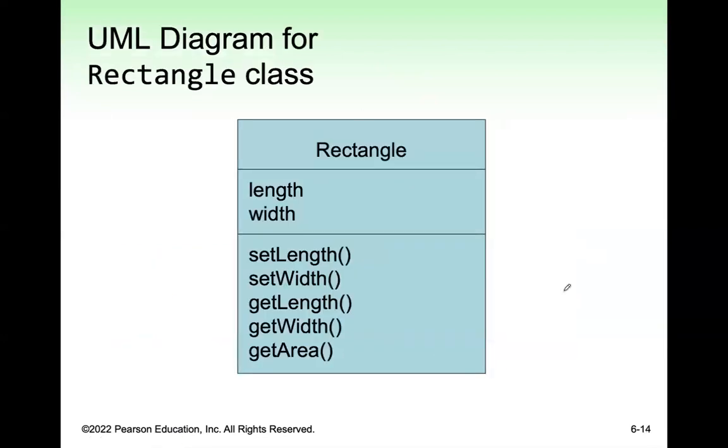This is an example of how our UML diagram will look for the class that we will be writing later on in this lecture. So again, the name right here, Rectangle. Then these are the variables that our class will have, length and width. And these are all of the methods that we will have in this class.